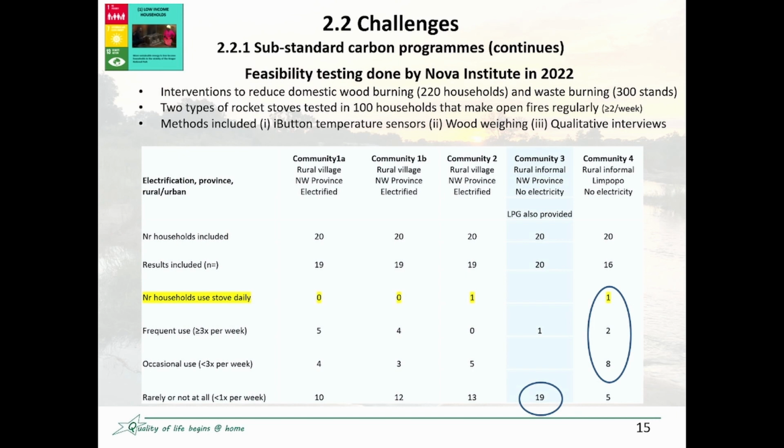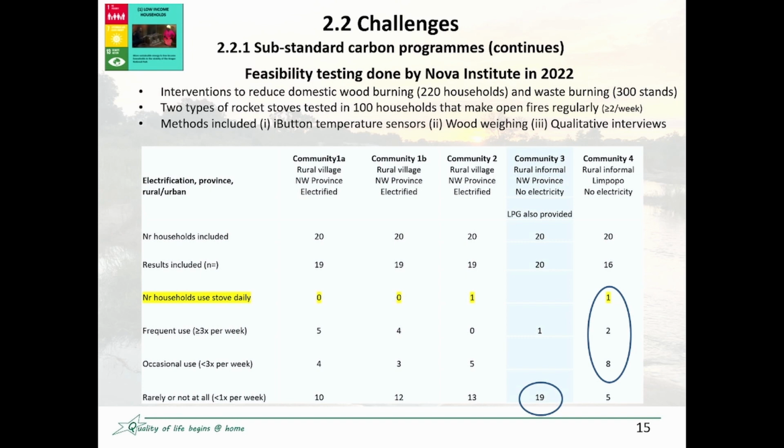We also did recent, quite comprehensive studies. In 2022, NOVA did... We were looking for interventions to reduce domestic wood use, and we did it in a couple of hundred households. We divided the households in groups of 20, and we also looked at waste burning solutions. So in terms of rocket stoves, we tested 100 stoves in 100 households in 4 communities in 5 groups of 20. So you will see here that it was different types of communities, rural villages with electricity and also without electricity. But what is interesting from the results: we received 93 usable results, and from those results, there were only 2 households that used stoves on a daily basis.